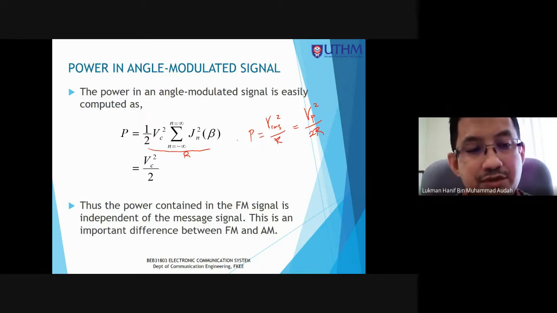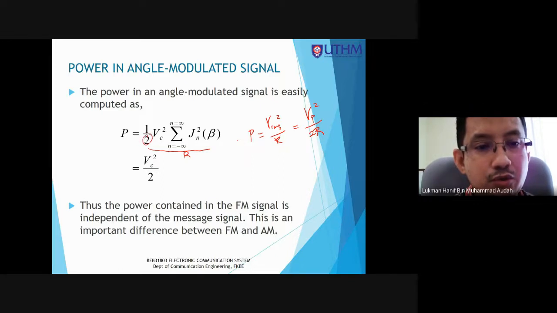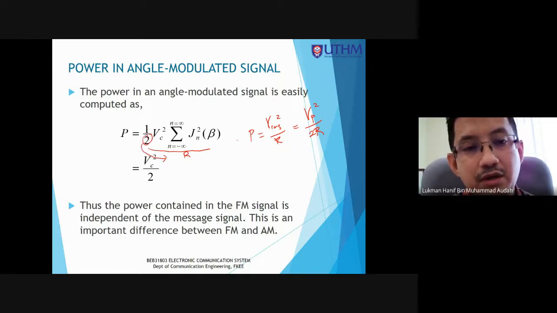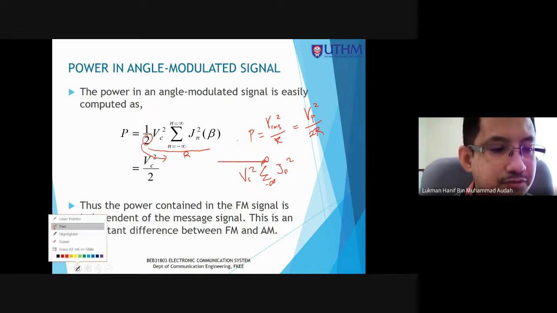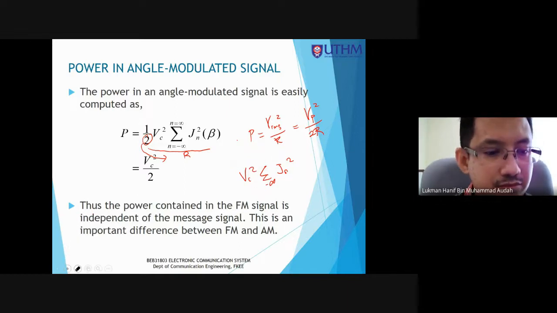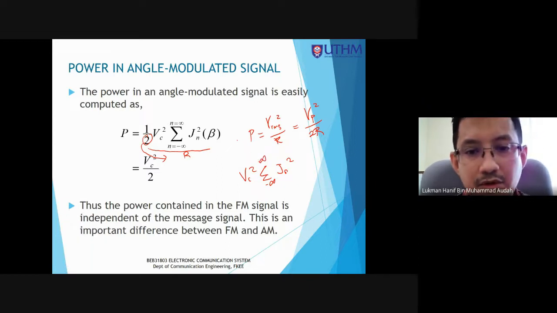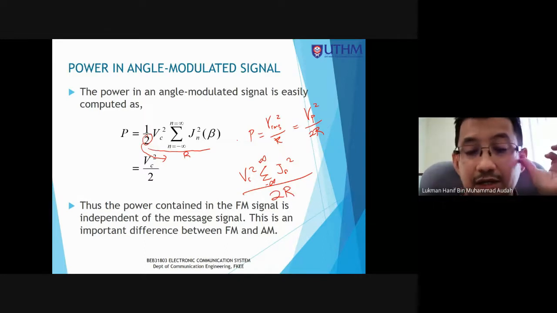So I believe this is using the peak value, so this 2 is supposed to be here. It's supposed to be like this: VC square, summation of Jn square from minus infinity to infinity, divided by 2R. So dia ada bahagi dengan R.